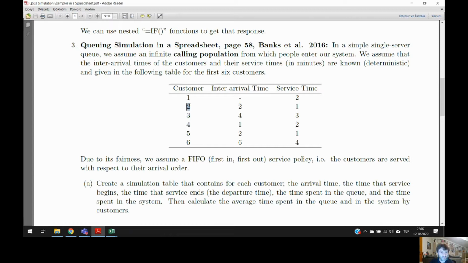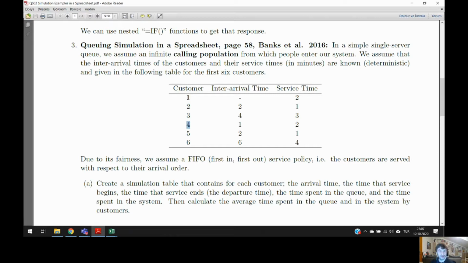After the arrival of the second customer, 4 minutes later, the third customer will arrive. So there is 4 minutes between the arrival of the second customer and the third customer. And when the third customer arrives, after 1 minute, the fourth customer will arrive, so on and so forth. So I think we have understood what inter-arrival times mean, and the service times. Service times are also given in minutes.